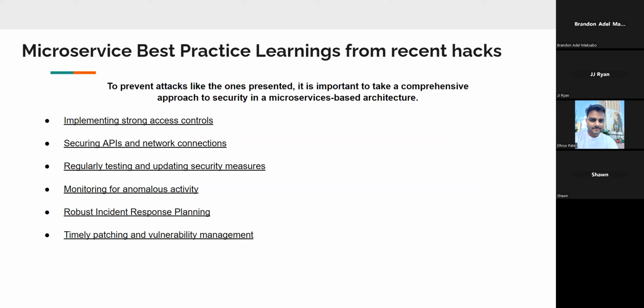There are several best practices as learnings from these hacks that we saw. To prevent attacks like the ones listed above by Sean, it is important to take a comprehensive approach to security in a microservice-based architecture. This includes implementing strong access control. Access controls are a critical part of any security strategy, and they are especially important in a microservice-based architecture. By implementing role-based access controls and other authentication mechanisms, you can limit the scope of any potential attacks.